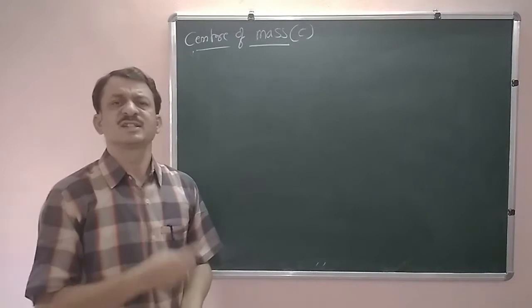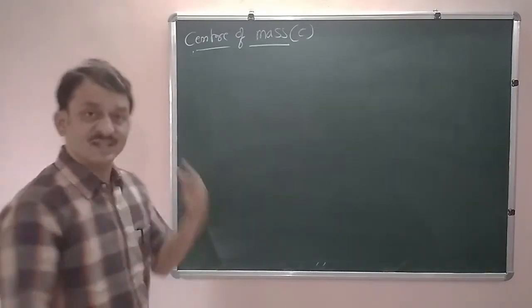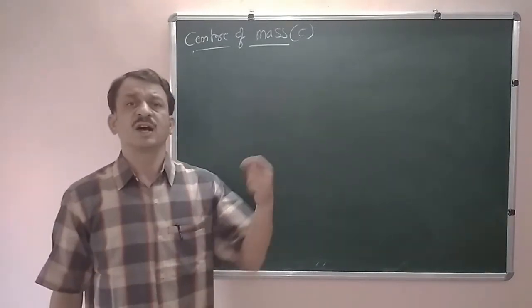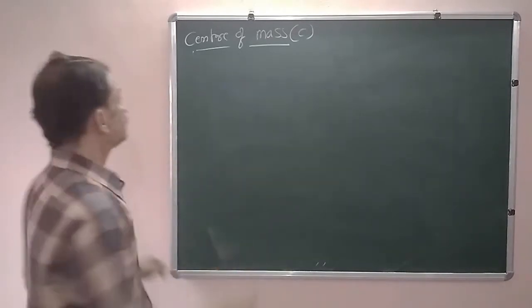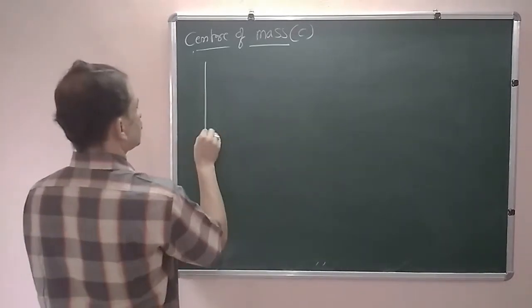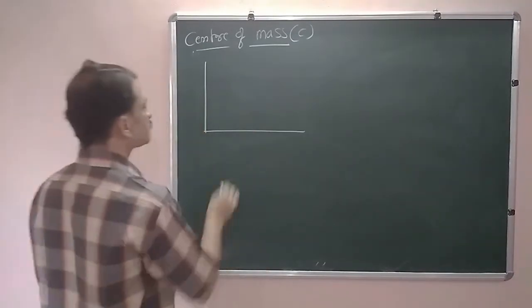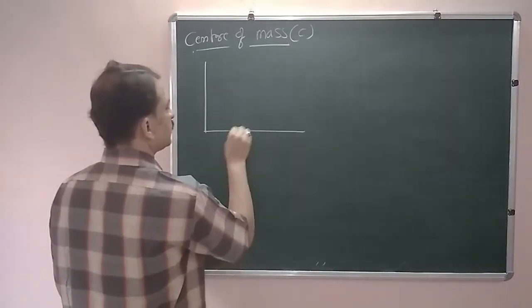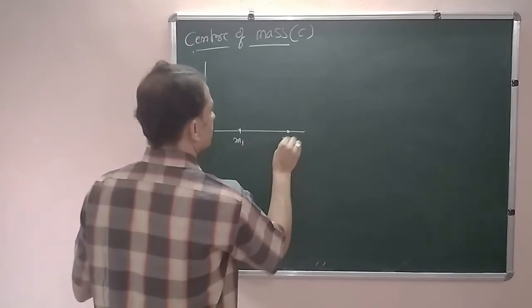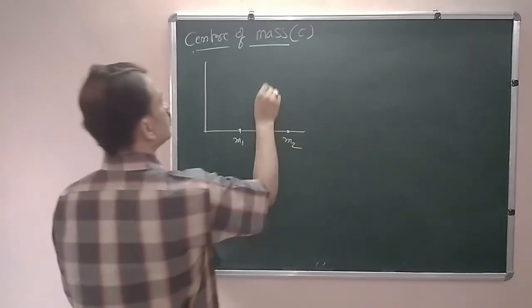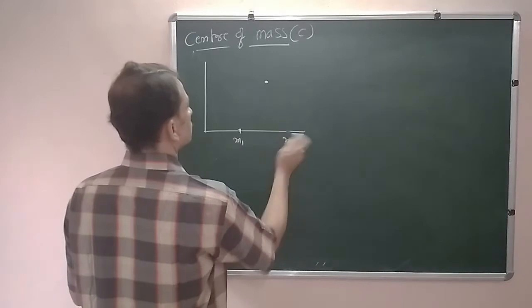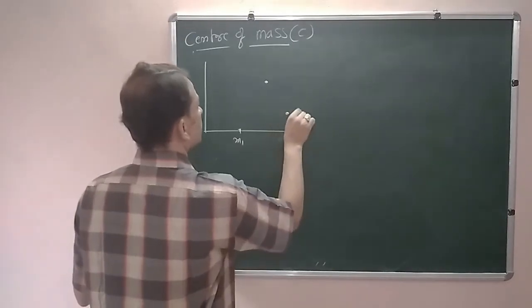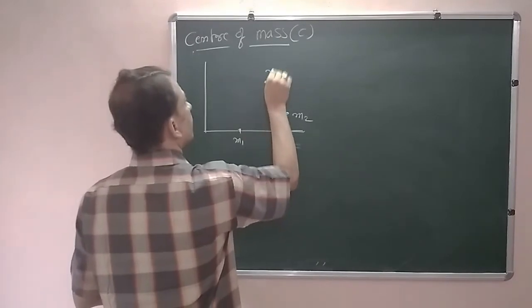Now we'll consider the second case. Consider three particles which are not lying in the same plane. Now we have three particles here. There is one particle, call it M1. Here is the second particle, call it M2, and the third particle, M3.